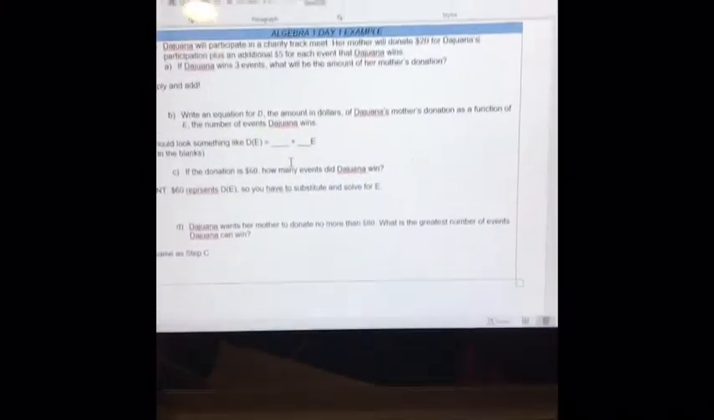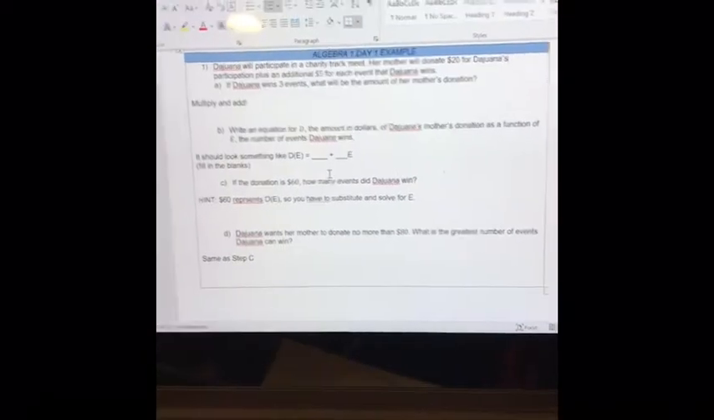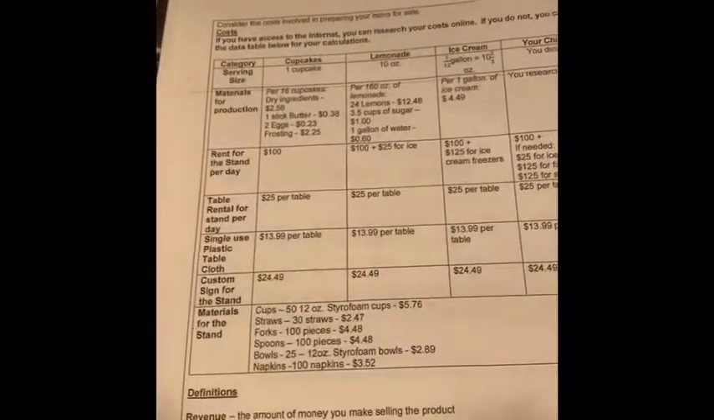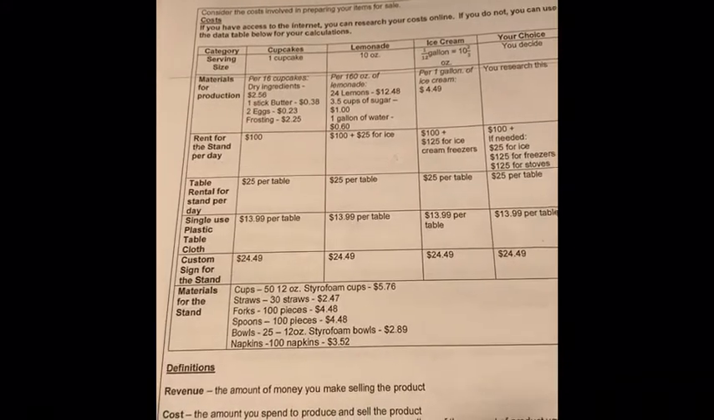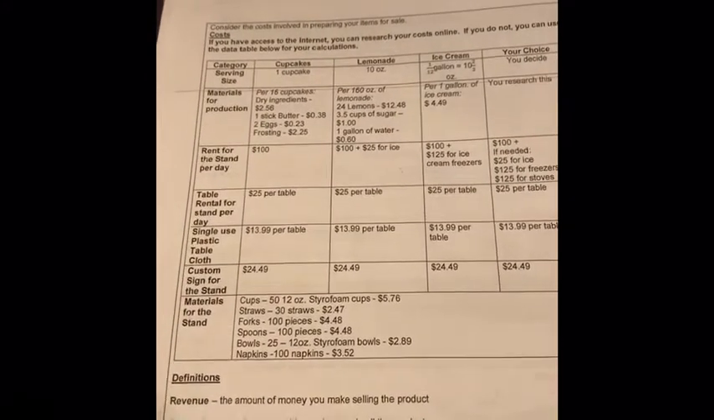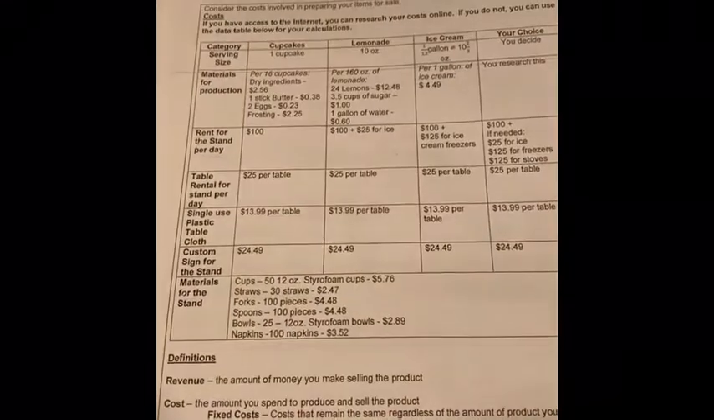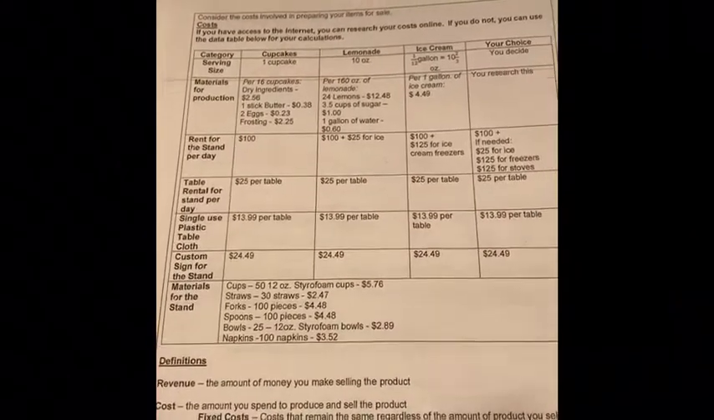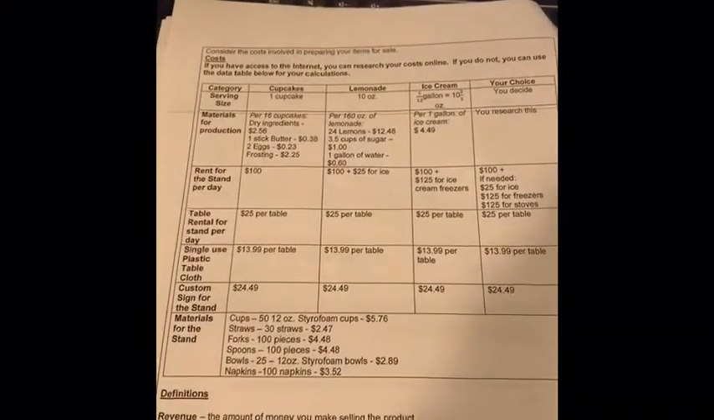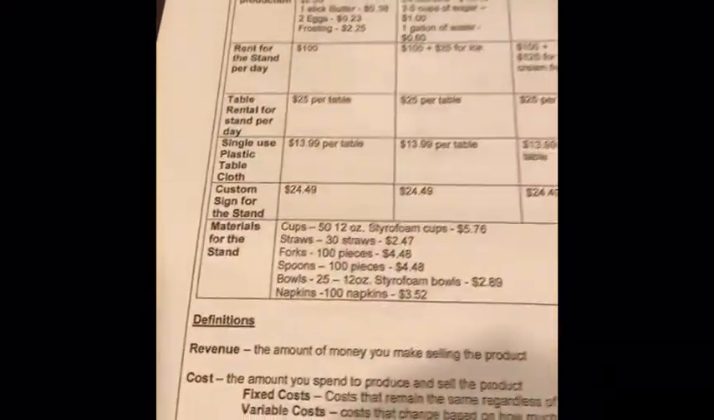The second part of it is called A Day at the Market. So if you look at page 4, it looks a little overwhelming. Basically, you have all these different things you can sell at a market, cupcakes, lemonade, ice cream. You're basically making your own business. It's very, very open-ended. So there's not really something I can prescribe to you. It's up to you to kind of create your own business.